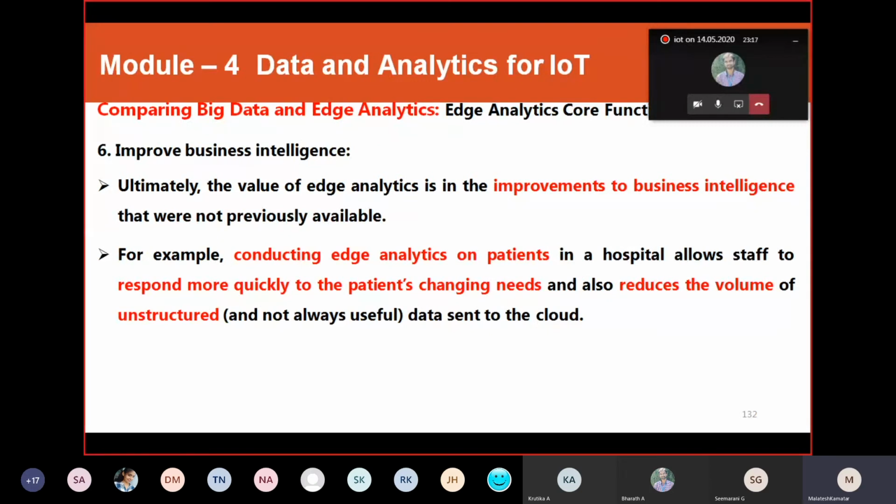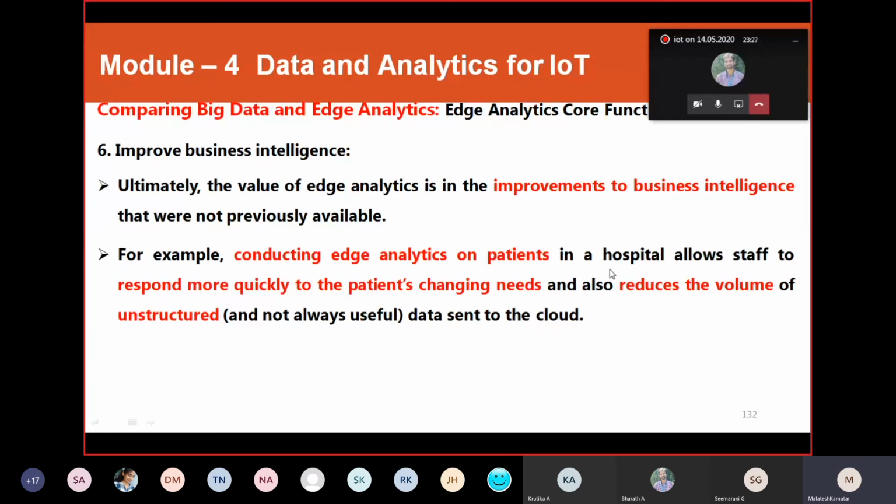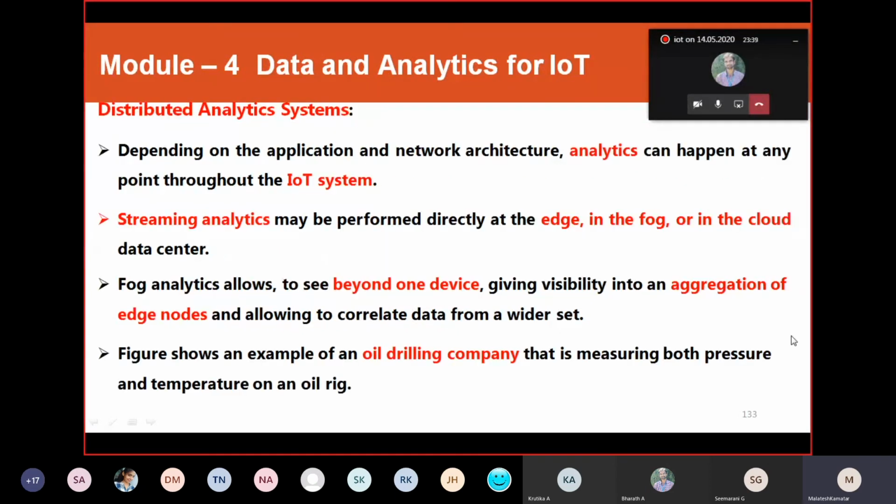The next function is improve business intelligence. Ultimately, this is why we need to analyze at the edges: for improving the business. For example, conducting edge analytics on patients in a hospital allows staff to respond more quickly. The staff can respond quickly because the data is available with them, and it reduces the volume of unstructured data.